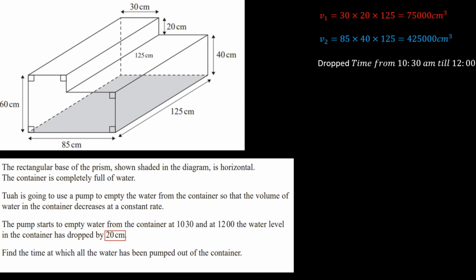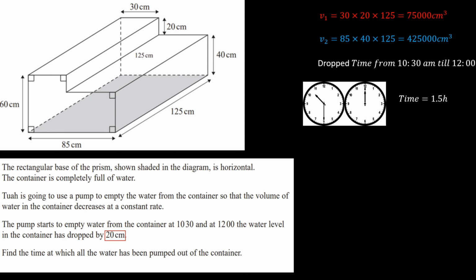Now, the drop time is from 10:30 until 12 p.m. So from 10:30 till 12 p.m., the time is 1.5 hours. Now, we need to calculate in 1 hour how many centimeter cubes we can drop out by dividing the first volume by 1.5 hours. So we will find it's 50,000. So in 1 hour, we can drop 50,000 centimeter cube.